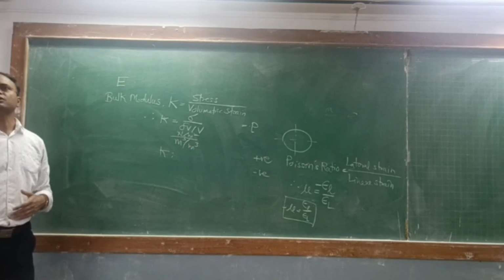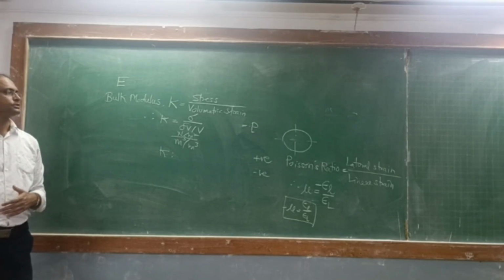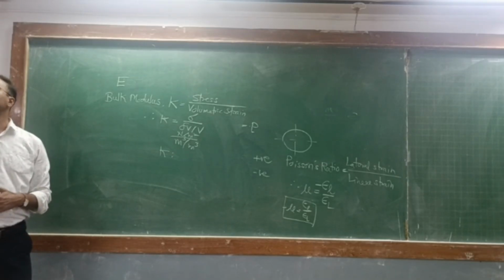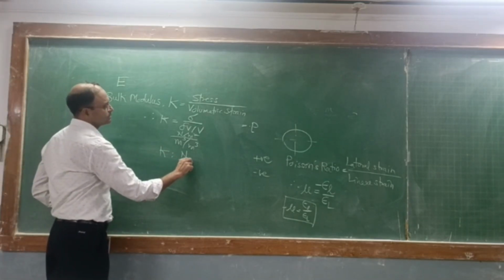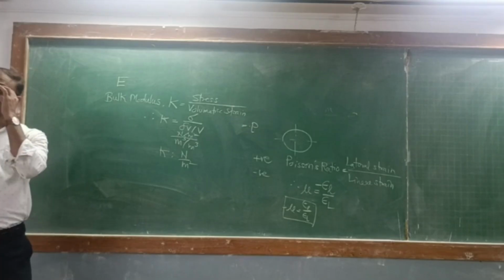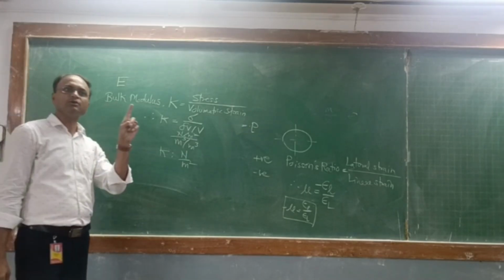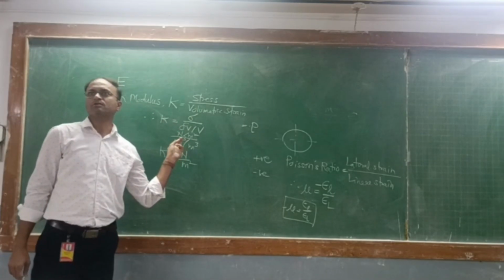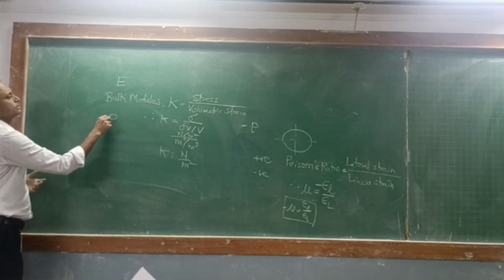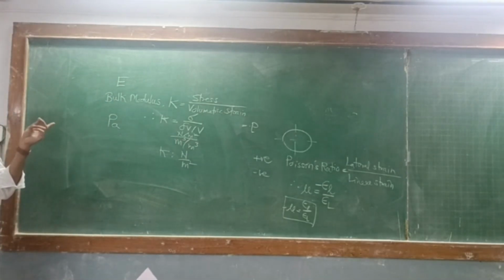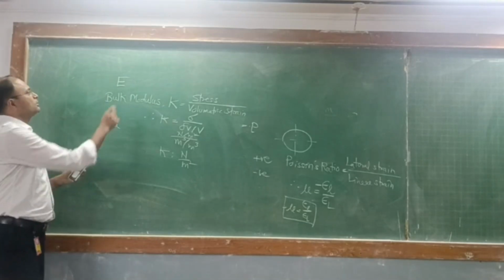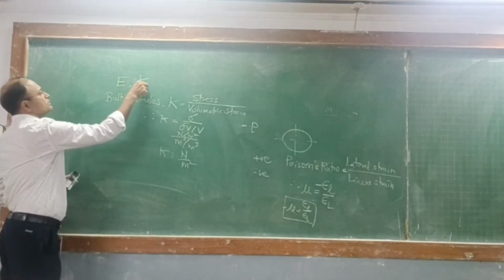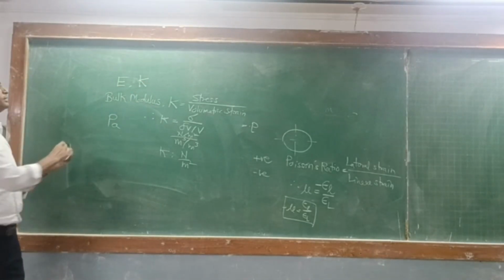SI unit of bulk modulus is Newton per meter square. मतलब दूसरा जो इलास्टिक कांस्टेंट है उसका भी यूनिट क्या है? न्यूटन पर मीटर स्क्वायर. व्हाट इज न्यूटन पर मीटर स्क्वायर? Newton per meter square is also called as Pascal. Okay, just like unit of pressure, unit of stress. So we have now understood the concept of bulk modulus.